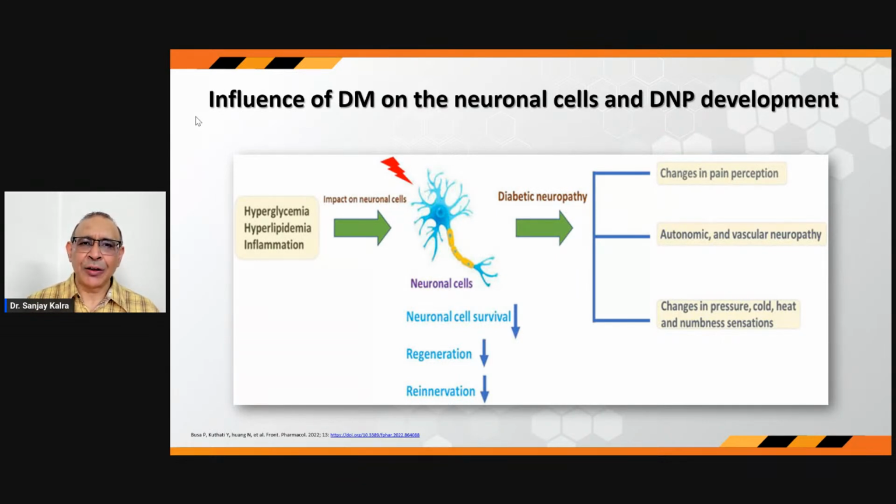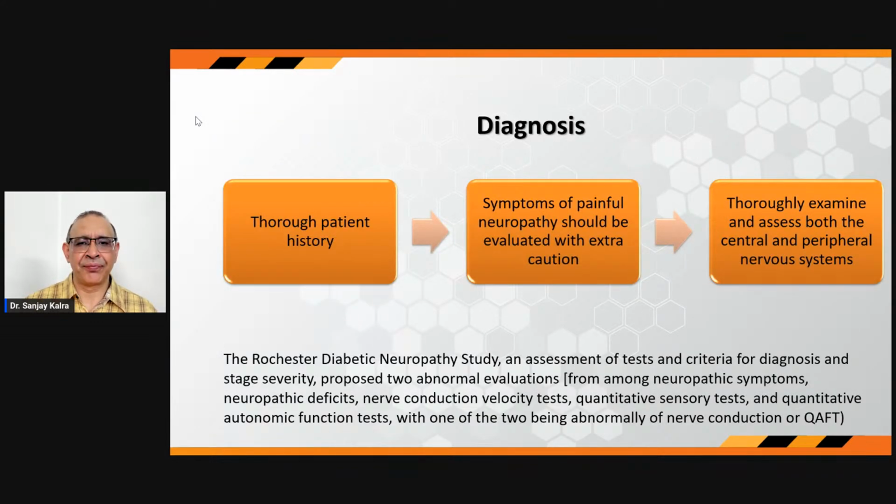There will be other people with autonomic neuropathy who will not be able to feel pain. And that is a severe complication. But in general, what we are trying to say is that diabetes and its associated complications, comorbidities, do impact the nervous system, nerve health, and therefore they change pain perception.